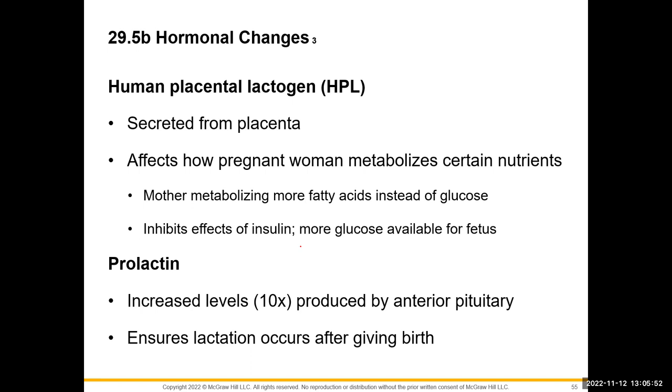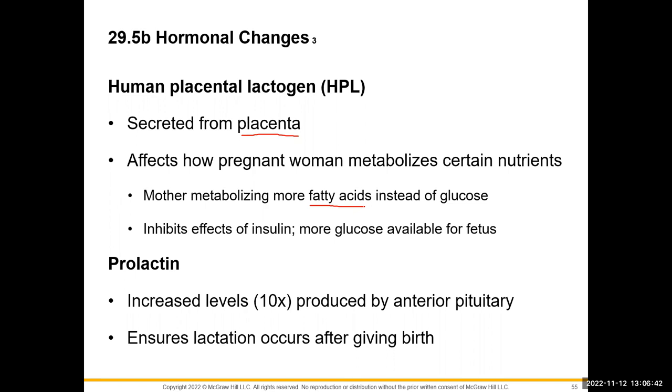And then we have our HPL, human placental lactogen. Again, placental, meaning it is being produced by the placenta. This is an interesting hormone because it really puts the fetus first and foremost. It affects how mom metabolizes nutrients in the body. It causes mom to metabolize more fatty acids, which is great for mom because fatty acids are a great source of energy, and the body would love to use more fatty acids because you get more bang for your buck. So mom is going to metabolize the fatty acids instead of glucose. Good, because now we're able to save that glucose for the baby.